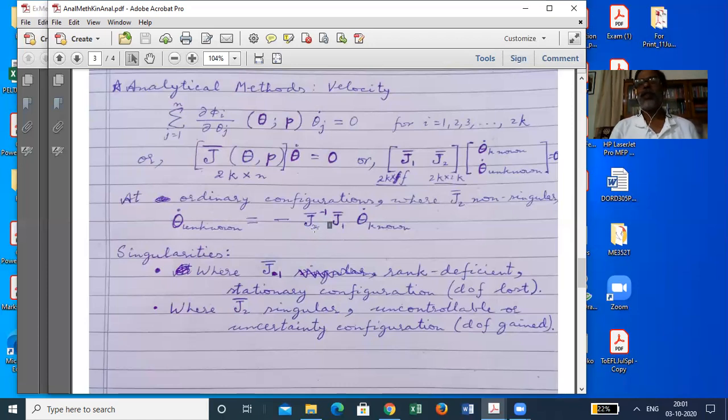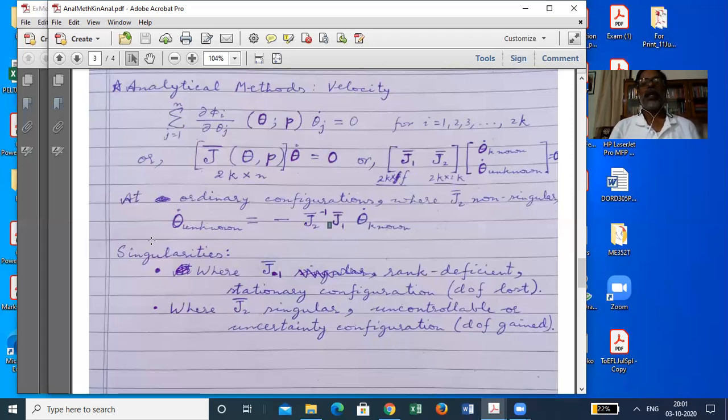Inverse actually you do not have to compute. If you solve J2 times theta dot unknown is equal to minus J1 theta dot known, that solution of the linear system is enough to give you the solution here. You don't have to actually invert a matrix, which is a much more costly business.